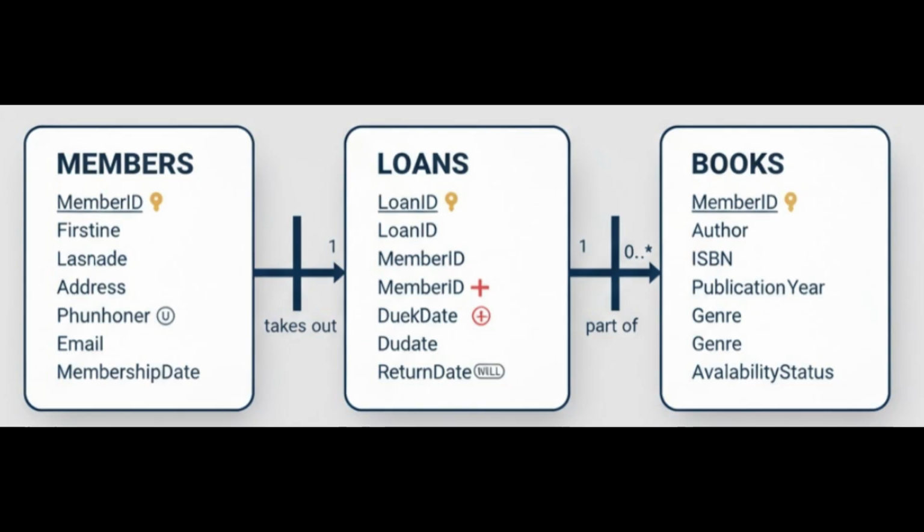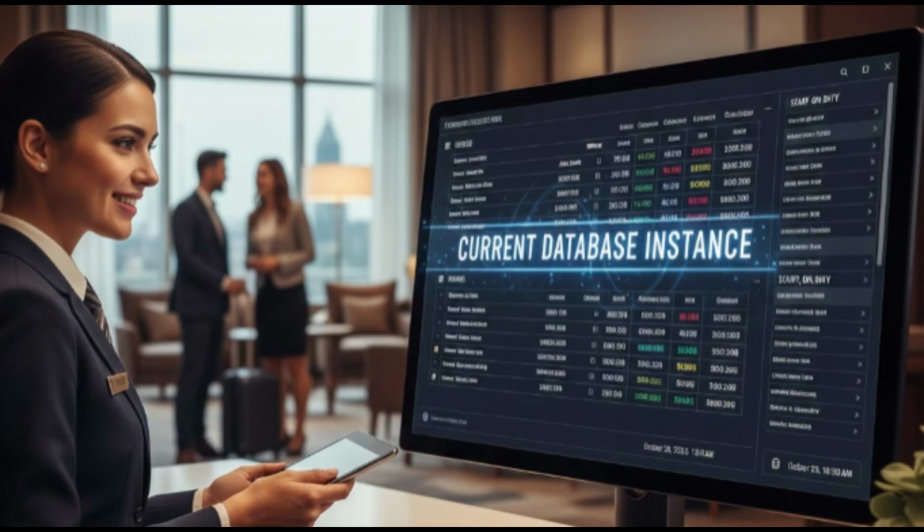Next, schema. A schema is the blueprint or design of the database. Instance: an instance is the data at a particular moment in time. The schema is relatively stable. Instances change all the time. Example, schema: in an e-commerce DB, you define tables products, orders, order items. Instance: today there are 12,452 products and 3,291 orders. That exact set of rows is the instance.